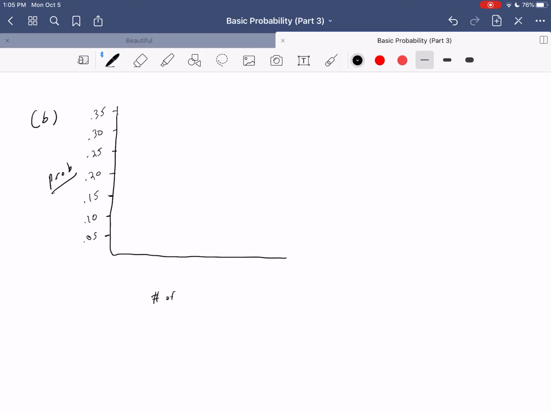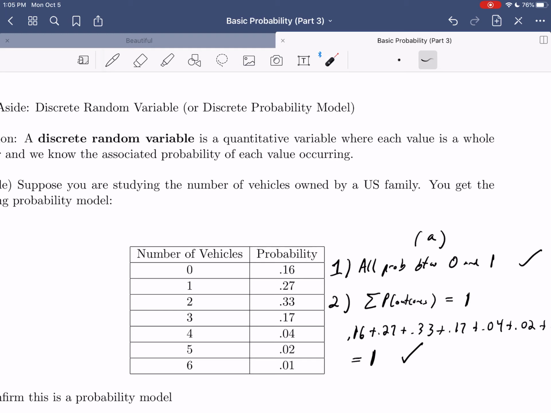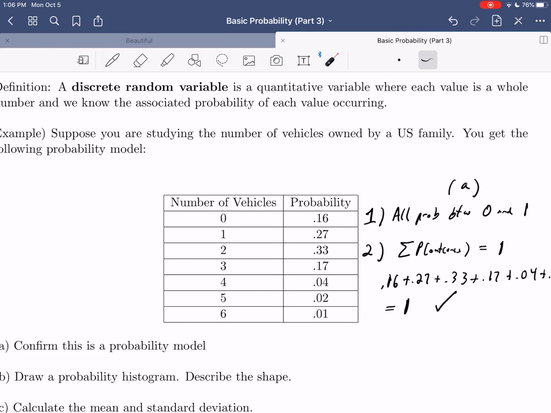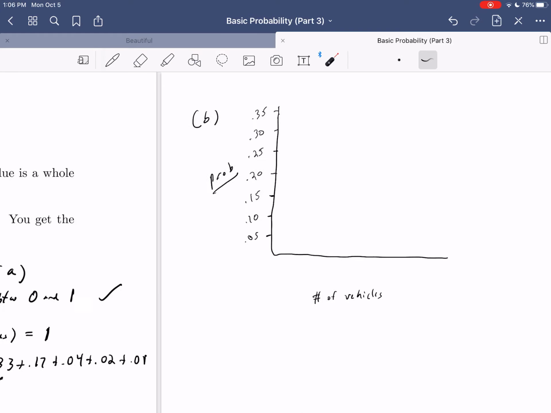Also, a little bit different is we're still going to put our variable here. So this is number of vehicles. But of course, because this is discrete, unlike a normal histogram where we would have classes here, we just have individual values. So what we're going to do is draw our bars, and then label the middle of each bar with these values. Rather than labeling the endpoints of the classes like we would do for a normal histogram, in a probability histogram, we draw our bars and then we label the middle of each bar with the different values. So let's go ahead and do that.